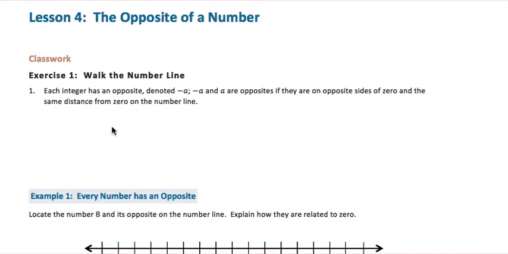Each integer has an opposite, which we denote as negative a, with a representing any number. Negative a and a are opposites if they are on opposite sides of 0 and the same distance from 0 on the number line. Please notice those two qualities. They are on opposite sides of 0 and the same distance from 0 on the number line.